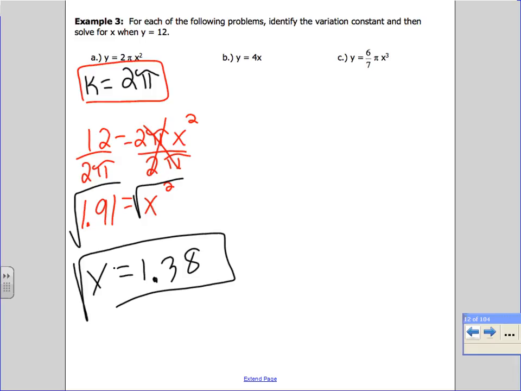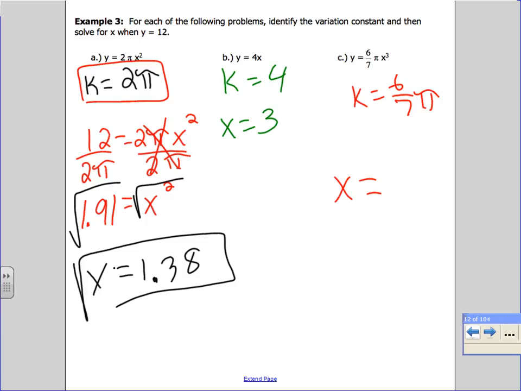All right, letter B. Brianna, what did you get for K? K first. 4, and then you got X is 3, right? Okay, good. Eric, what did you get for K for letter C? Good. 6/7 pi. And X in this one as a decimal. Does anyone think they got it? No one? Kyle, what do you think? Say that again? Nope. Unless I messed up. Brianna? Nope. Anyone else? Want to take a guess?